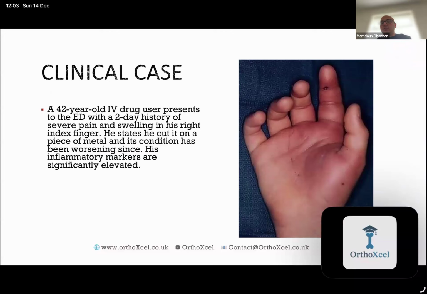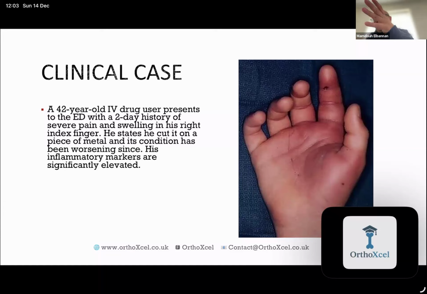So this is a 42-year-old gentleman who's an IV drug user, presented to the ED with a 2 days history of severe pain and swelling in his right index finger. He stated that he cut himself on a piece of metal and the condition has been worsening since. His inflammatory markers are elevated. How can you approach this patient?